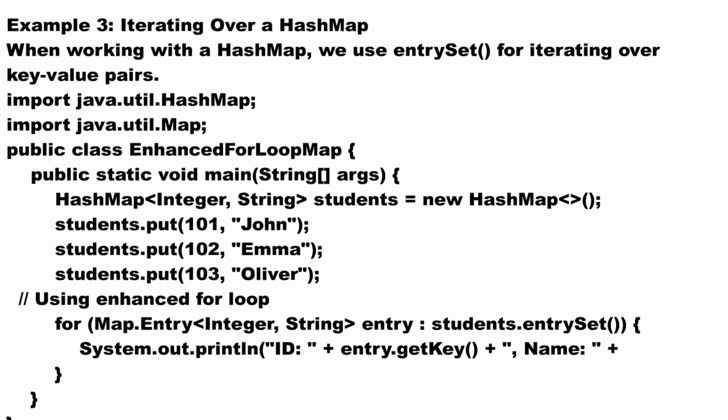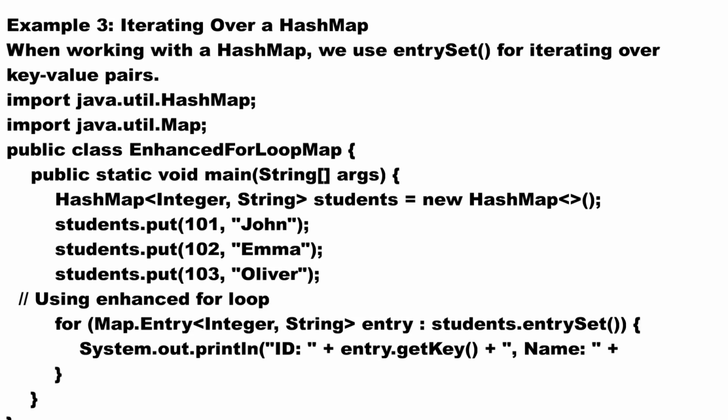We have import java.util.HashMap, semicolon, import java.util.Map, semicolon, public class EnhancedForLoopMap, open braces, public static void main, open bracket, String, open bracket, close bracket, args, close bracket, open braces, HashMap, open angle bracket, Integer, String, close angle bracket, student equals to new HashMap, open and close angle bracket, open bracket, close bracket, semicolon.